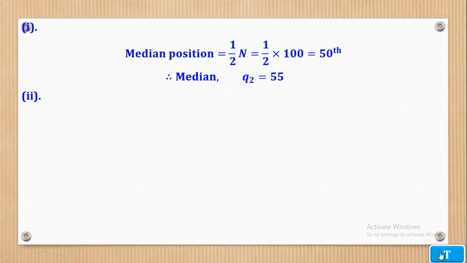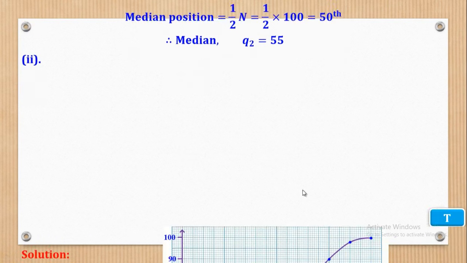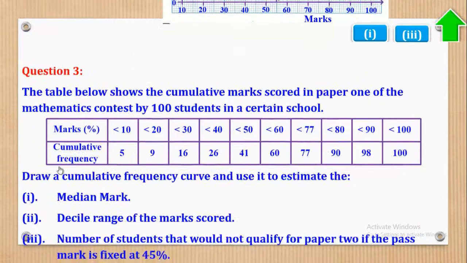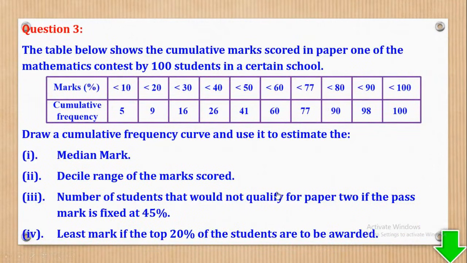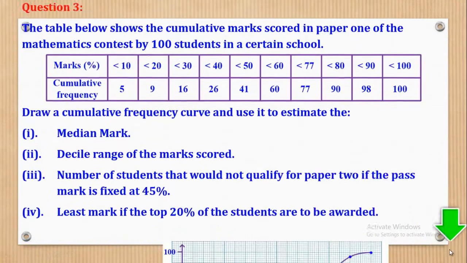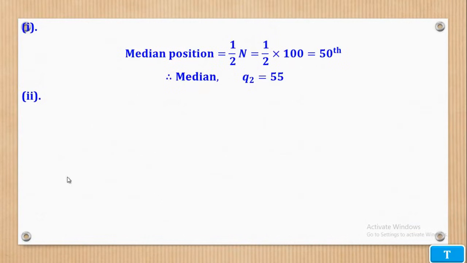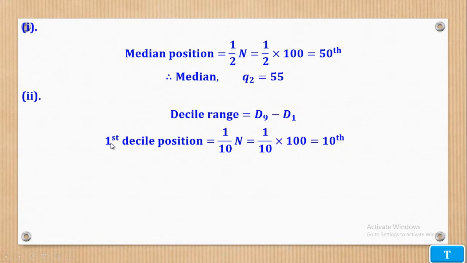Then Roman 2, they want the decile range of the marks scored. So we need D1 and also D9. Let's first get the position. So D1 position is 10.